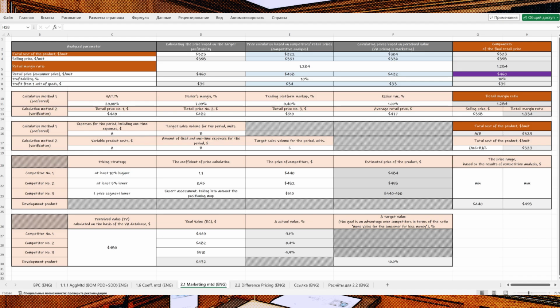Next, the result of competitive analysis and pricing strategy, and the last, an analysis of the perceived value of the product performed, among other things, using value analysis tools, as well as the target value in percent of the advantage over competitors in terms of the ratio, more value for the consumer for less money.